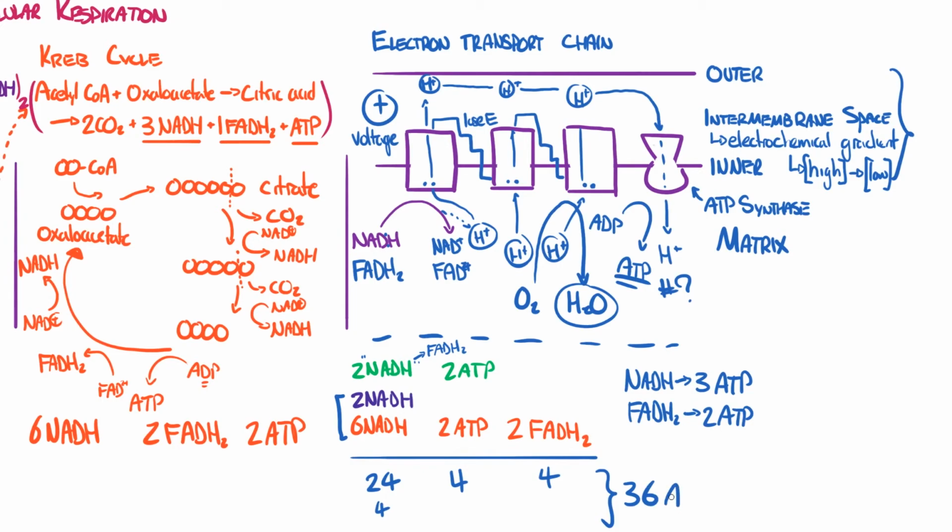So the net yield of ATP in aerobic cellular respiration with oxygen is going to be 36 ATP. All of this is still happening within the matrix of the mitochondria.